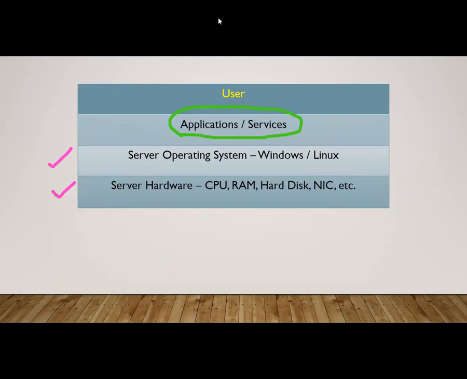I have given some examples there. Zomato or Swiggy, you are booking your cab by using Ola or Uber. So these applications are running actually. So where are these applications running? These applications are running on server operating system. Please be clear here. These applications are running on server operating system, and this server operating system is running on server hardware. This is the whole story.